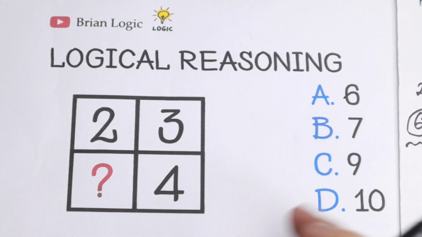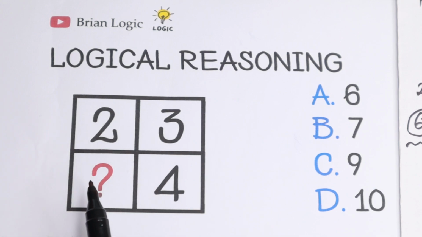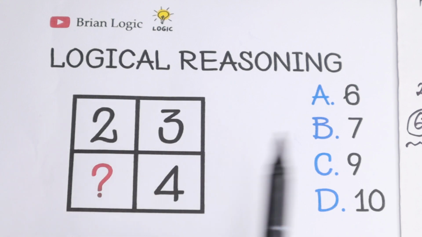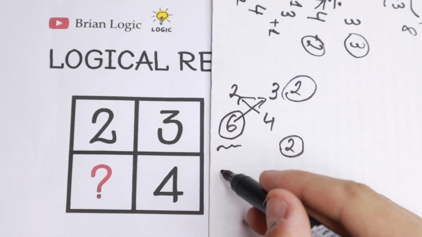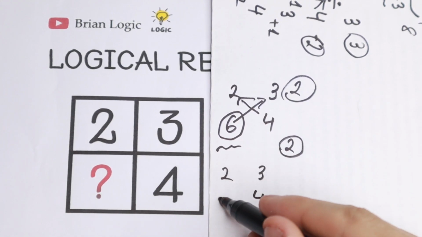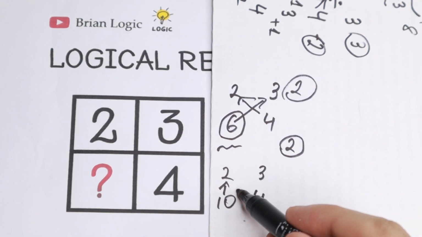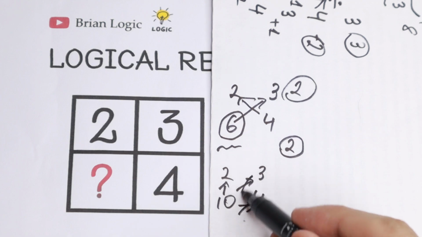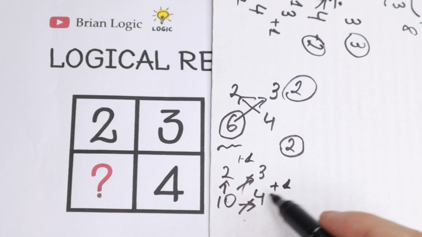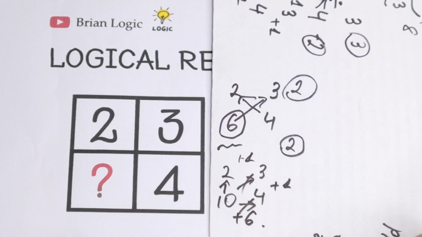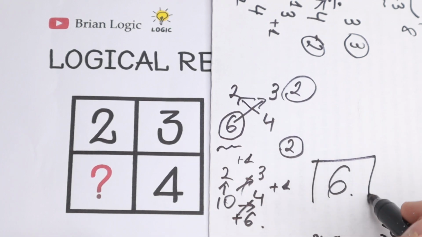But what about 10? If we have, for example, 2, 3, 4, and 10, there is no pattern between these numbers. We can divide 10 by 2, of course, and by 5, but not by 3 or 4. If we are talking about addition, here we add 1, here we add 1, and here we add 6. So there is no pattern between these numbers. So as for me, 6 is the solution to this interesting problem.